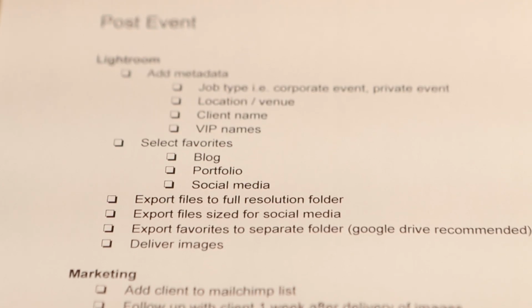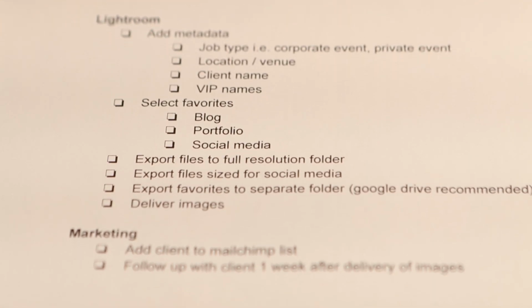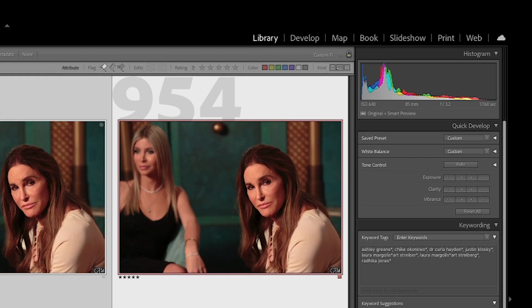So was it a corporate event? Corporate event. Portrait session, street photography. Next, I'll tag the location that the job was shot at. I'll tag my client name, the company name, and then any VIPs that were in attendance.